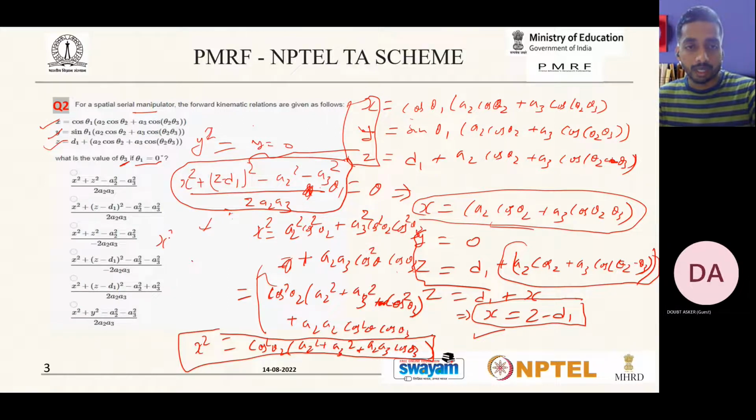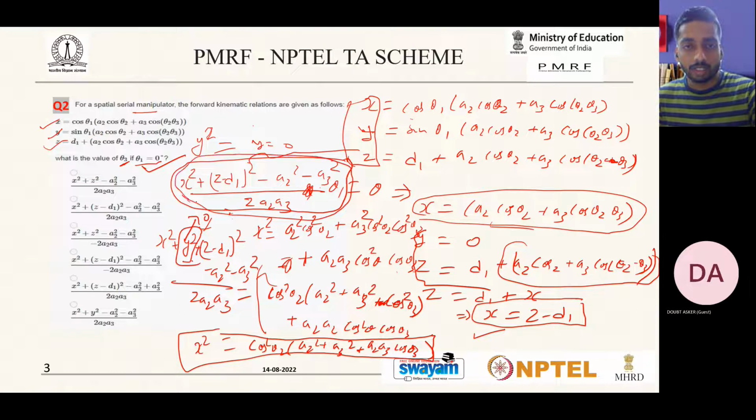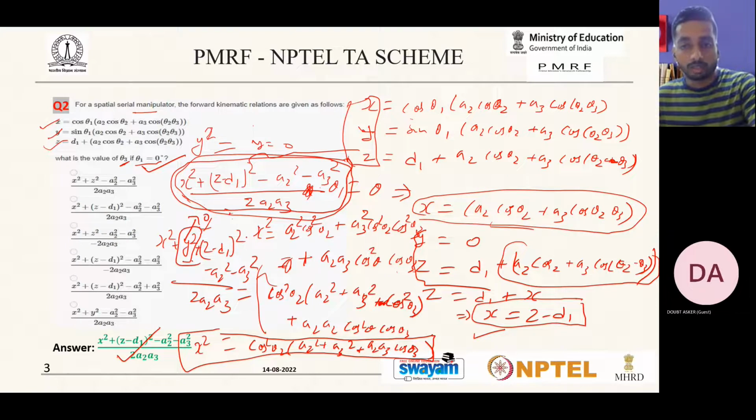In general, we'll get x square plus y square plus z minus d1 square minus a2 square minus a3 square, divided by 2 a2 a3. Here, as theta 1 equals 0, y will be equal to 0. So the final expression which you'll get is this one. The correct answer is x square plus z minus d1 square minus a2 square minus a3 square, divided by 2 a2 a3.